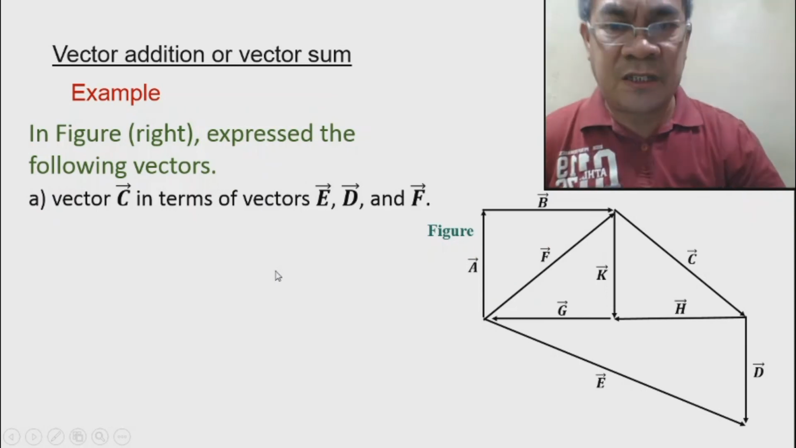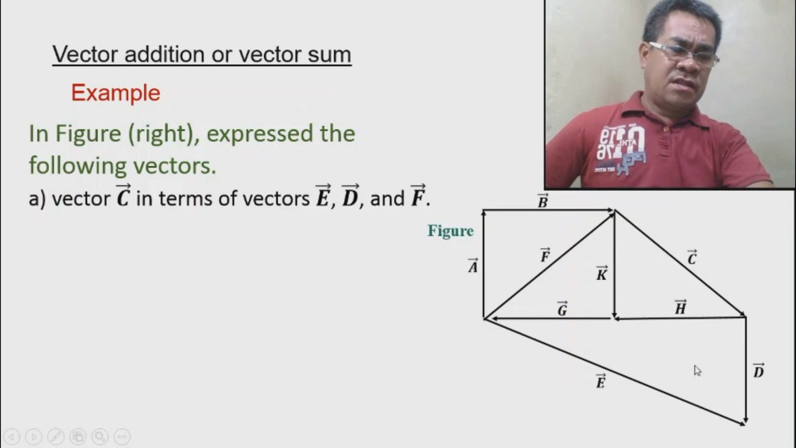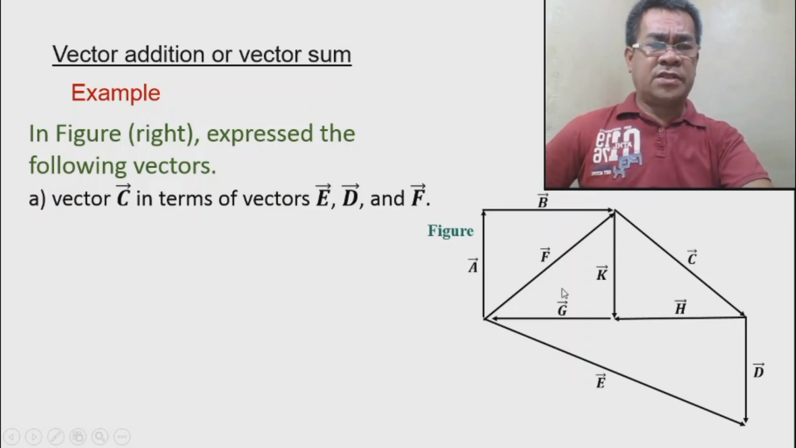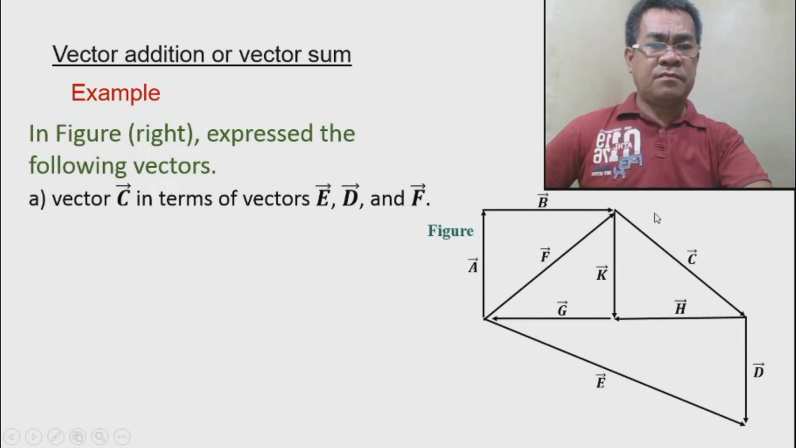Okay, to exercise the principle, suppose we have this network of vectors: vector A, vector B, F, K, G, H, C, D, E. In actual application, this is an engineering problem, a civil engineering problem. This is one possible truss that you can create for a structure.